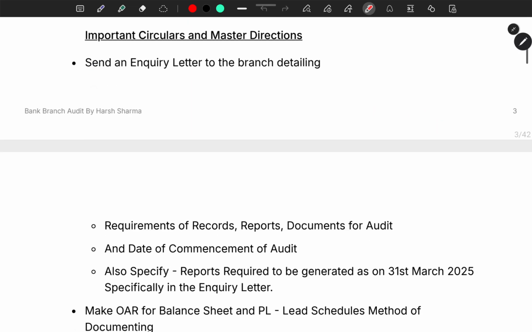Alright. The next step is to send an inquiry letter. This is totally different from your engagement letter. The engagement letter sets the terms of the audit. The inquiry letter is more like your requirement sheet. Okay. What do I need to conduct my audit?